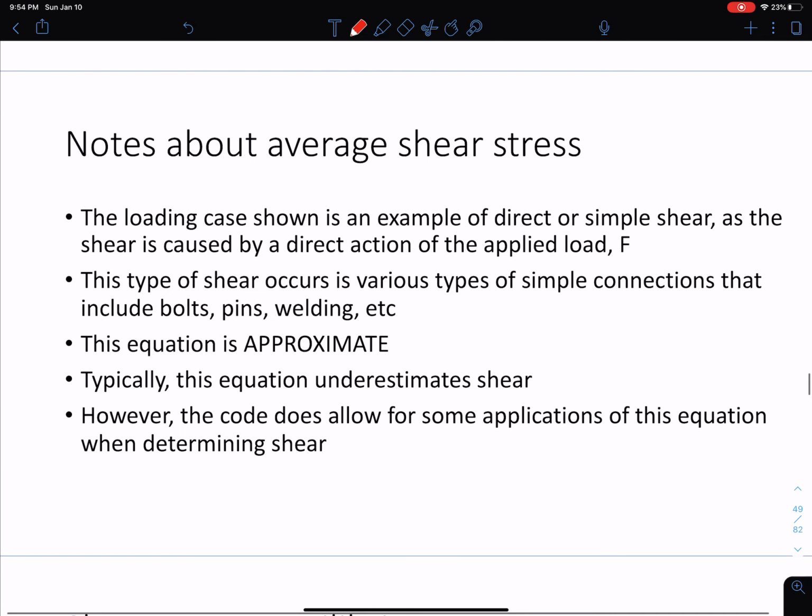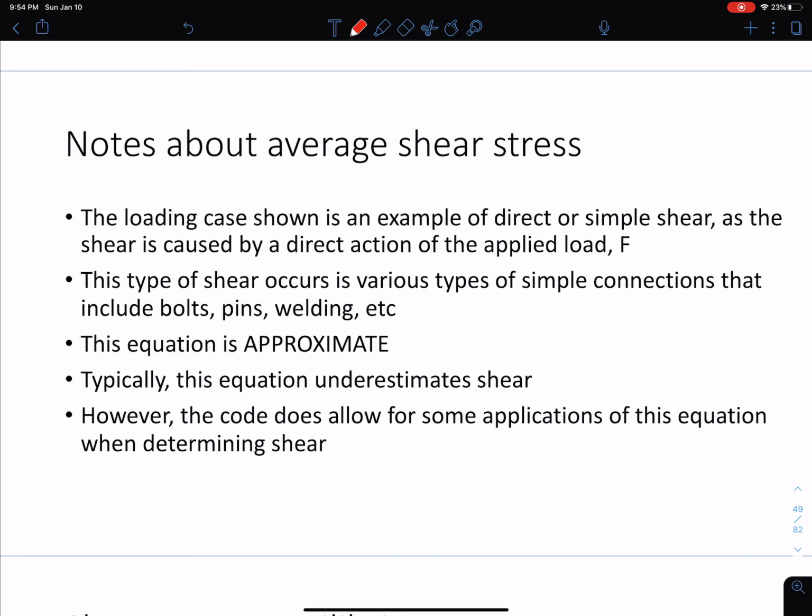Some notes about average shear stress. The loading case that was shown is an example of direct or simple shear because the shear on those two sides is caused by a direct action of that load F. Okay, we get this type of shear in a lot of simple connections. Connections are sensitive to shear. So we want to think of things like bolts, pins, welding. Okay, they shear off if we have loaded them too heavily.